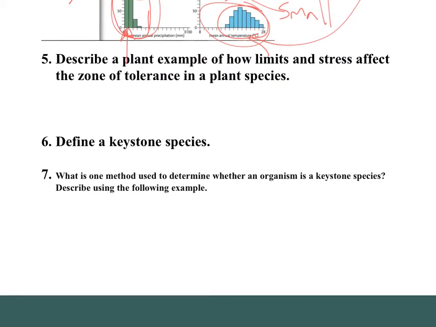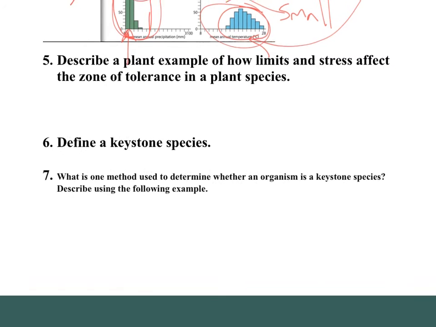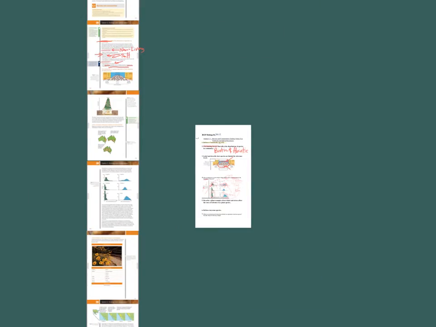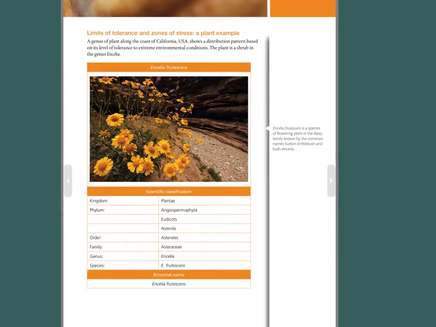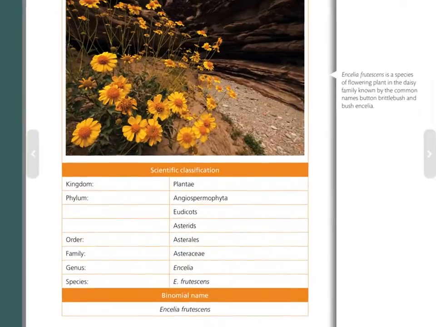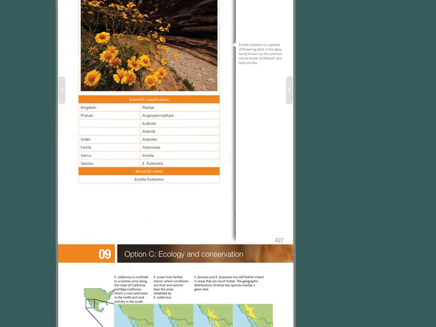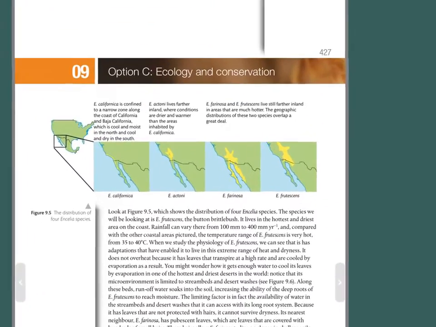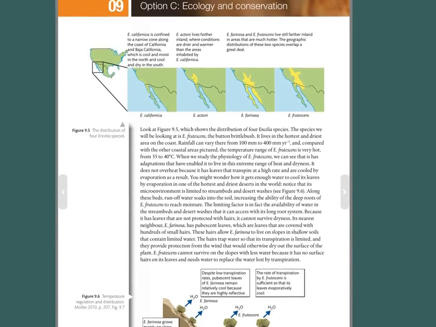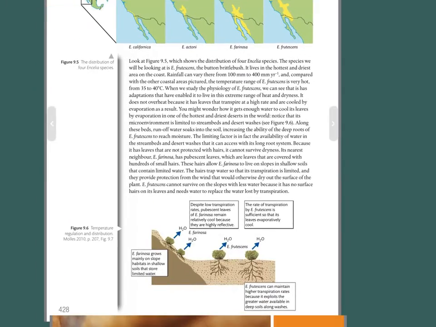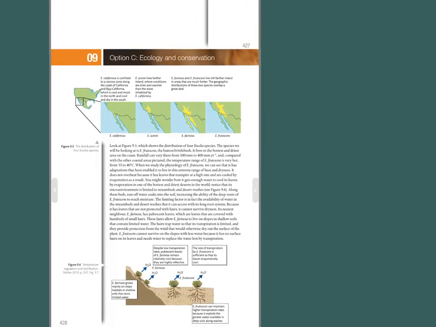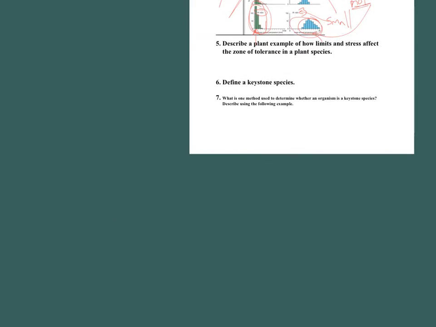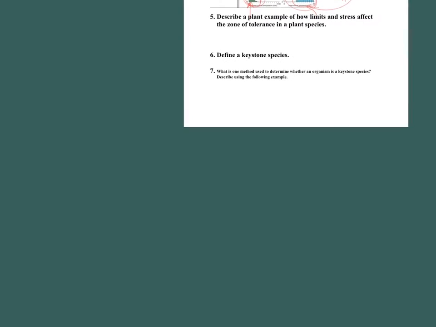So describe a plant example of how limits and stress affect zone of tolerance. If you zoom out, the limit zone of tolerance example is Acinia frutescens, and that is the example you're going to read about. And it shows frutescens in different areas. So look at respiration rates and distribution, and that's similar to the other question that will be answered. So define a keystone.